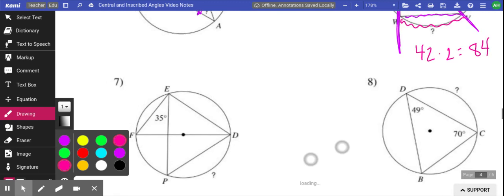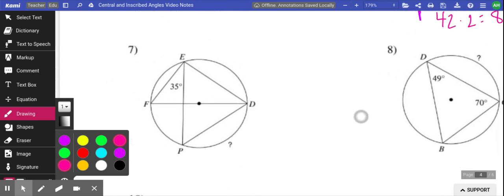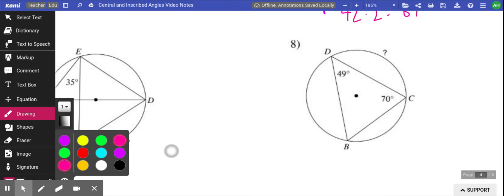All right, moving on. Some of these I think are a little bit too hard for what we are doing, so I'm going to skip number 7. We're going to do number 8.